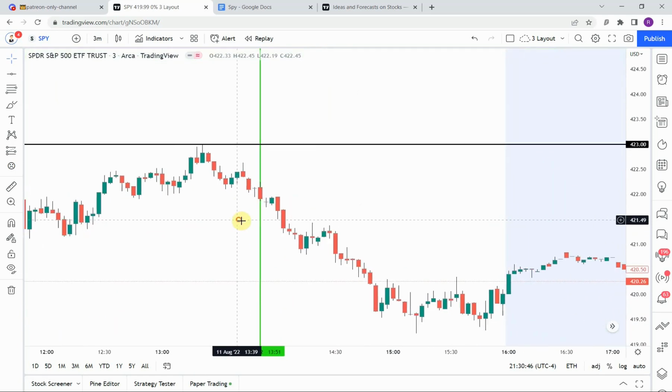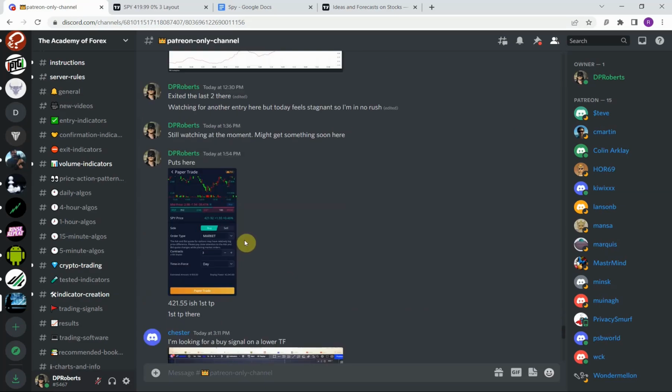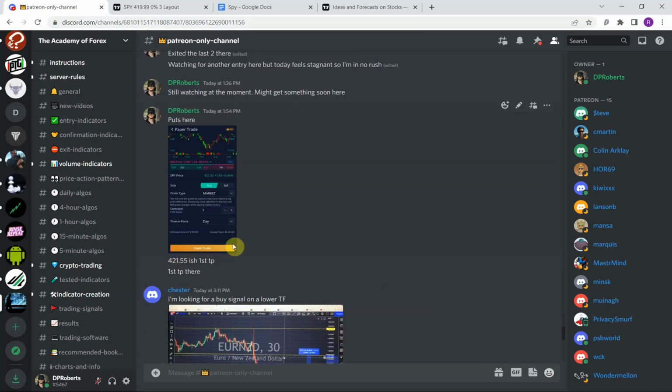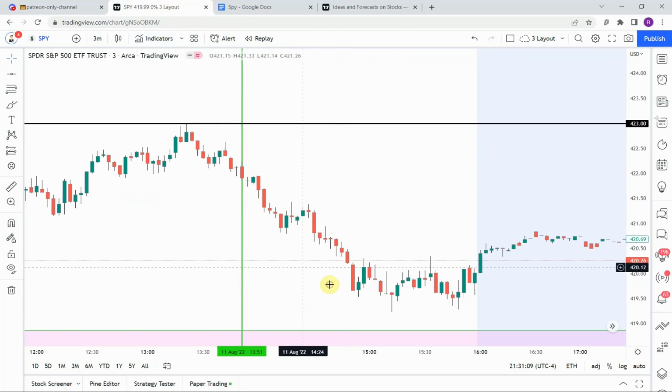And as it did, I went ahead and jumped on some puts again. Once again, I called these out. Actually called it out right there. I said puts. My first take profit was at 421.55, and so I jumped on it there. Had a slight bit of hesitation, and then we finally got that nice little drop right there, and it came down and got us to our first take profit. And I just continued to ride this out for the rest of the day as it pushed down.